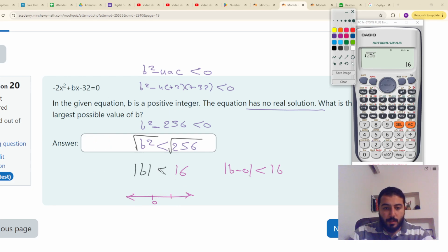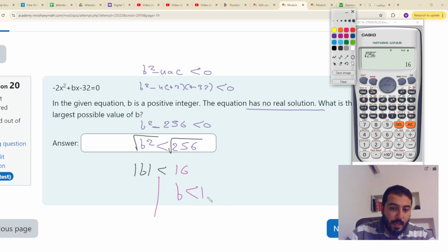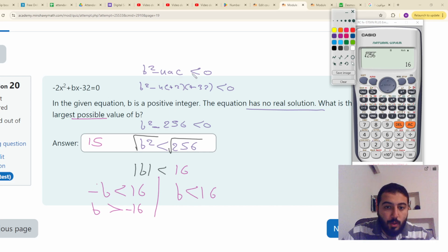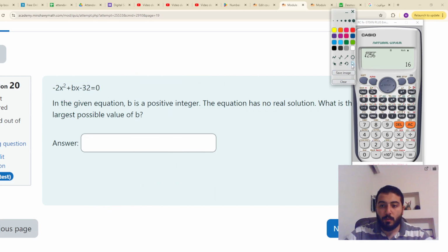If you didn't solve this part like this, at least you can split the page and write b is less than 16, or negative b is less than 16. So b is more than negative 16. That leaves us with the same range. So to be positive, the largest is 15, because there is no equal. If you put equal, that makes it not just no real solutions, but also one real solution, because if the discriminant equals 0, it has one real solution. This is from the quadratic equations or parabola or quadratic function lesson.